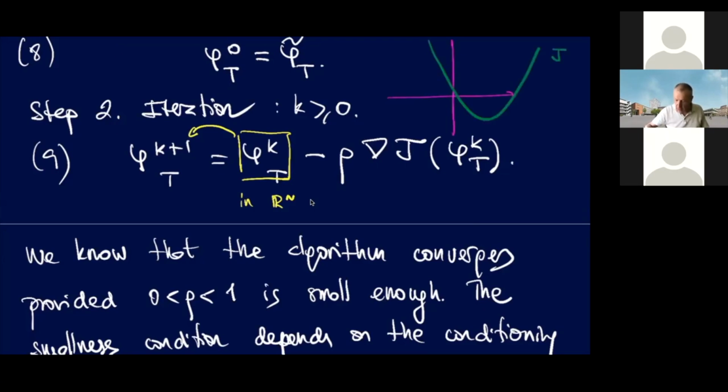So if this was the functional J, and this is the space of the phi t's, maybe you start with an initial guess over here. Then the gradient descent algorithm will tell you to come here to the right. And then again, you will come here to the right. And then again, here, you will come here to the right. Of course, what is the risk? The risk is that if the step rho, the width on which you are jumping from one to another, is too large, you can go here and you are not going down anymore. Maybe you are going up again.